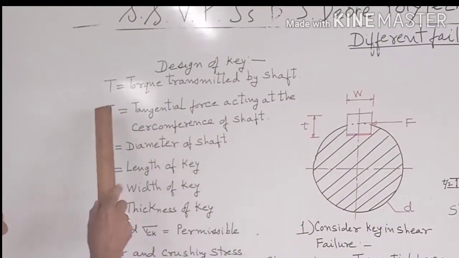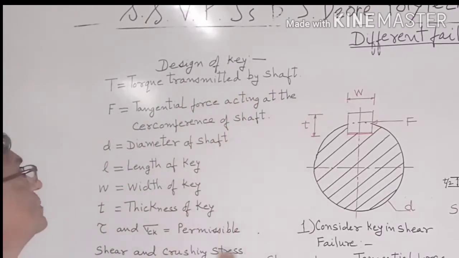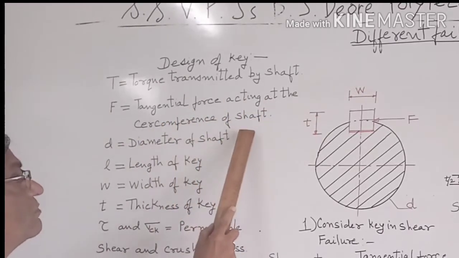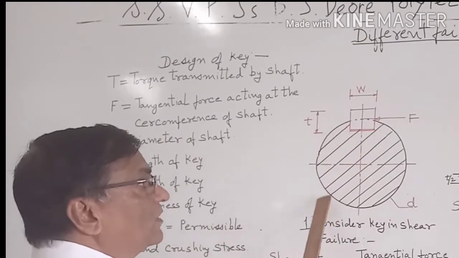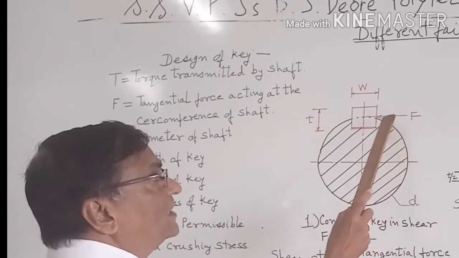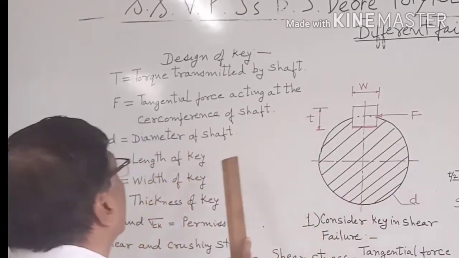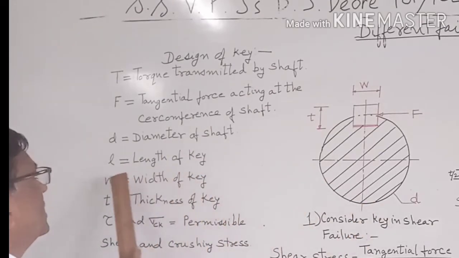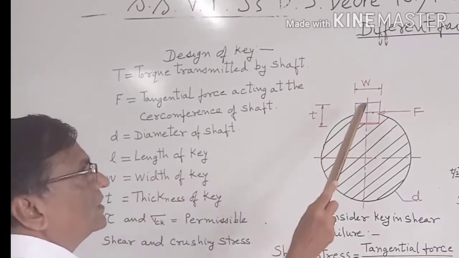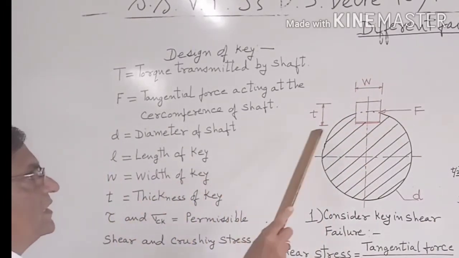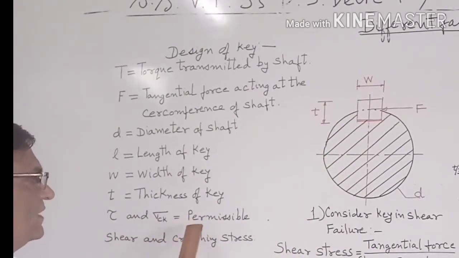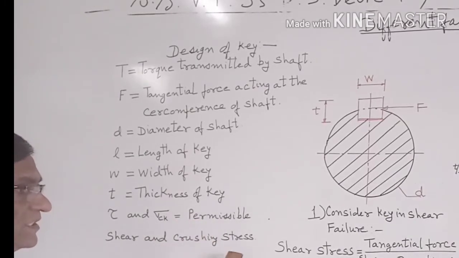Suppose T is the torque transmitted by the shaft and F is the tangential force acting at the circumference of the shaft. Suppose D is the diameter of the shaft and this is the circumference, and at this point tangential force acting is F. L is the length of key. W is the width. T is the thickness. Tau and sigma ck are the permissible shear and crushing stresses.